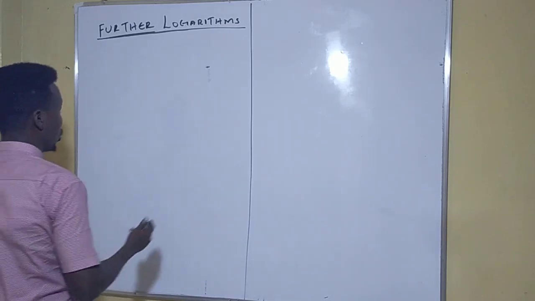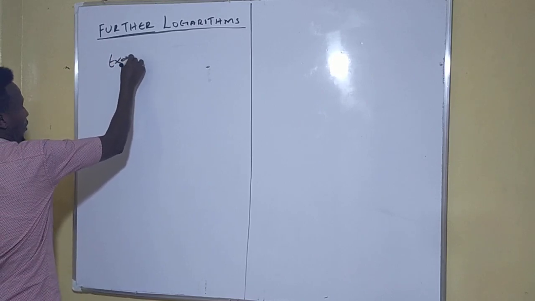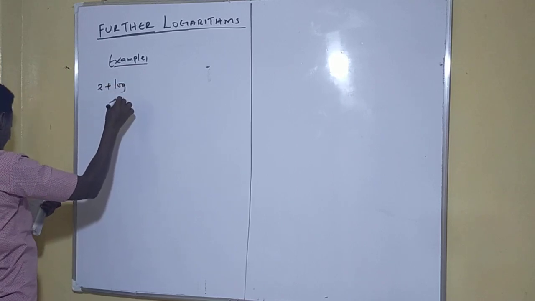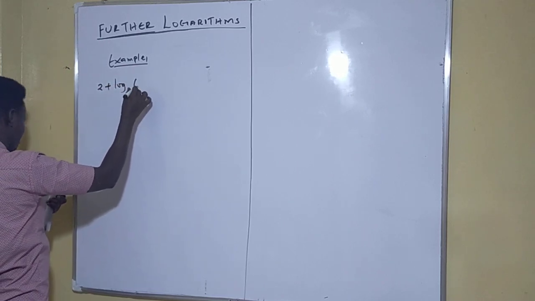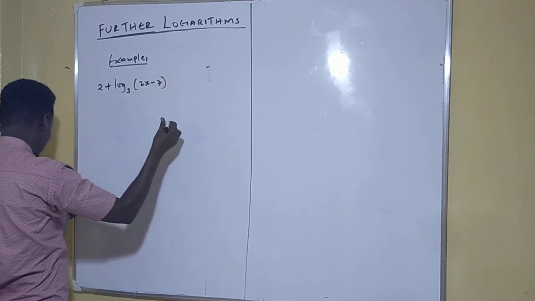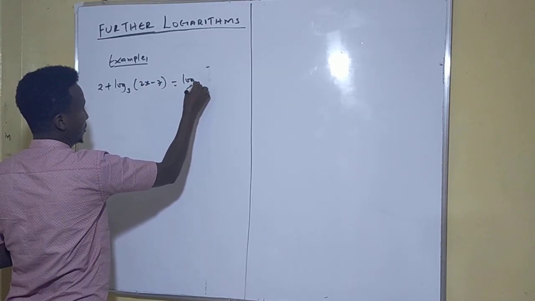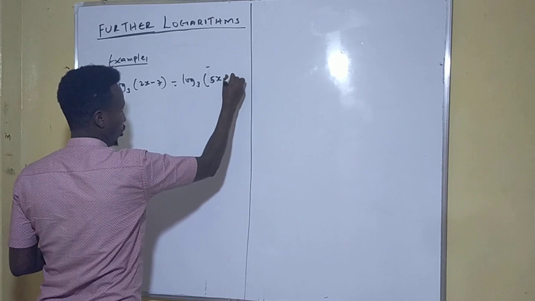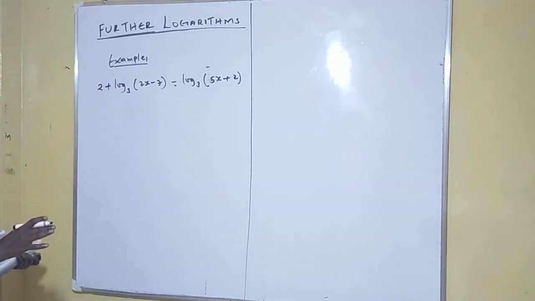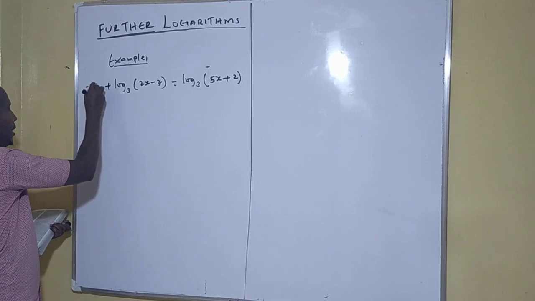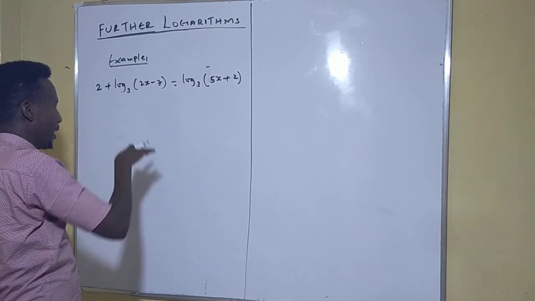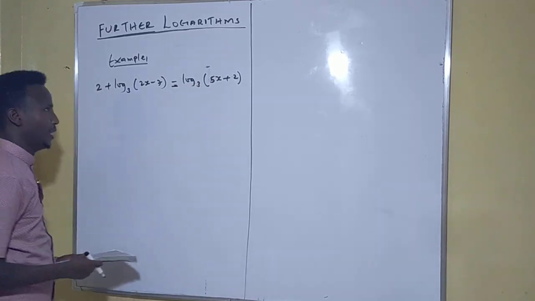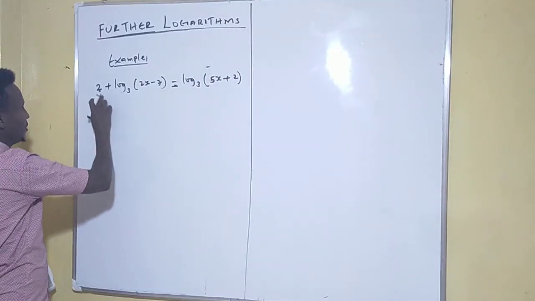I'll start with this one, our example 1: 2 plus log base 3 of (2x minus 7) is equal to log base 3 of (5x plus 2). Make sure you go with me slowly and take your time. We have 2 plus, which is a whole number. Remember, here this is a whole number.